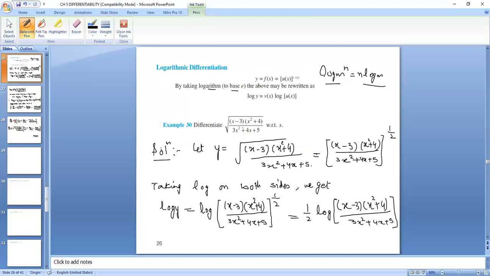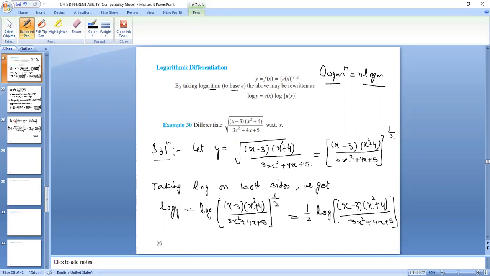One method is our traditional method. Take the derivative of root term and then take the derivative of base term. But the calculations will be more complicated. Therefore, we are using log functions. Log functions we are introducing because they are helping us in solving the derivatives in an easy way. So the very first step, let y is equal to square root x minus 3 into x square plus 4 upon 3x square plus 4x plus 5, which the square root we can write as power 1 by 2. So we are writing that so that it will be easy for us to take the log.